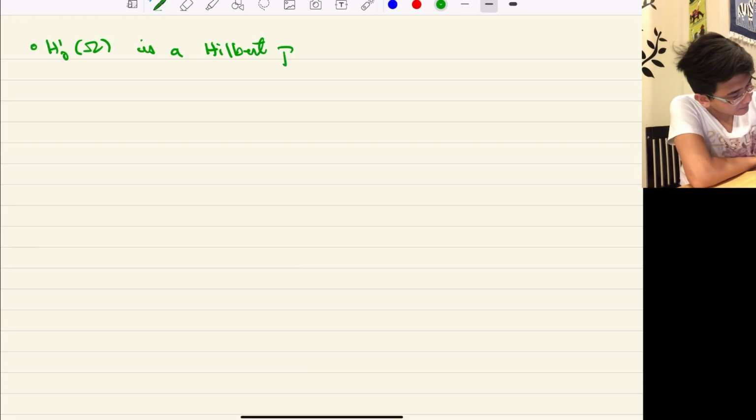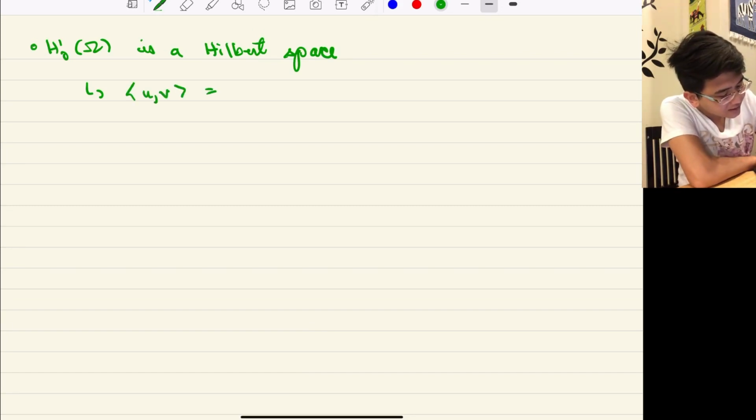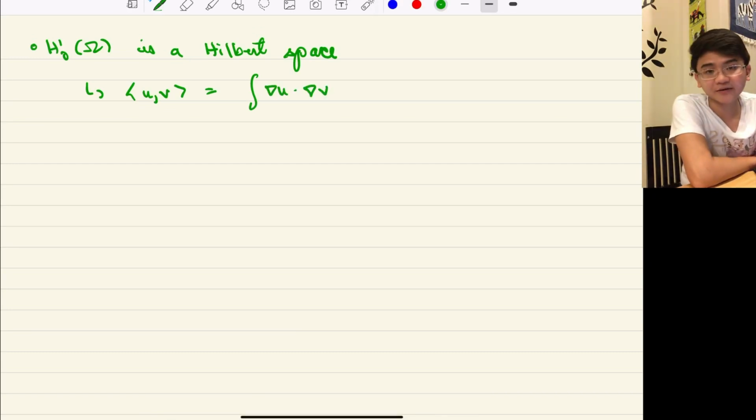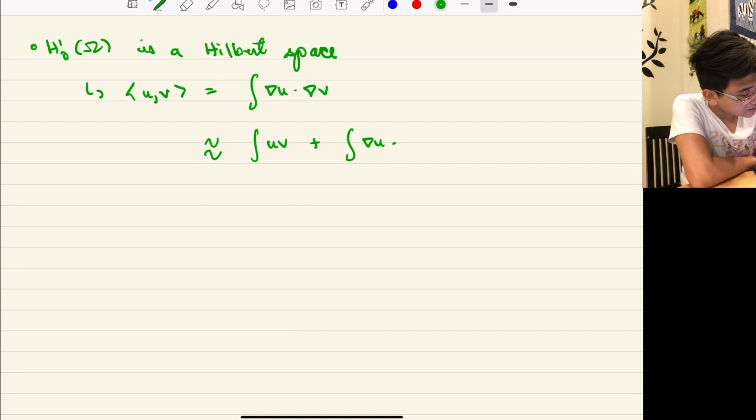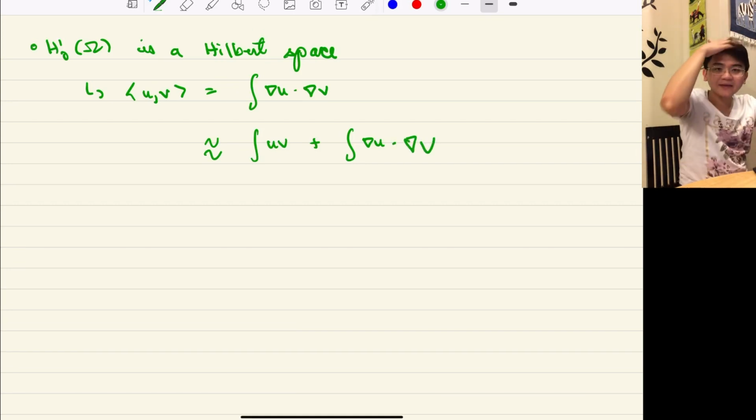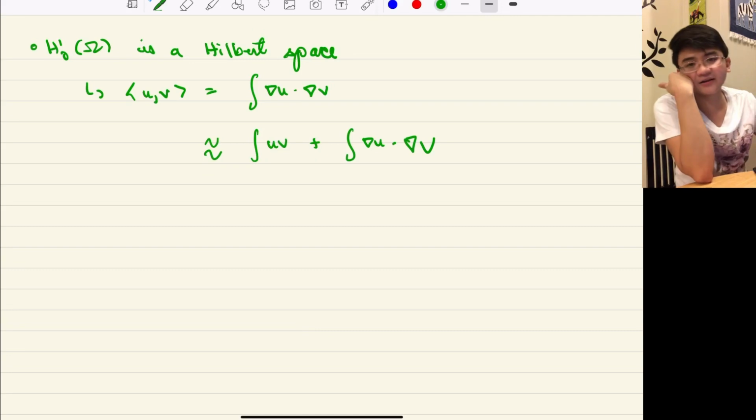Okay, it can be shown that H10 is a Hilbert space. And the inner product in H10 is, so the inner product of u and v is going to be grad u dot grad v. So this is the inner product there. Or another equivalent one is just like uv plus grad u dot grad v. So it's going to be a Hilbert space with respect to either of these inner products.